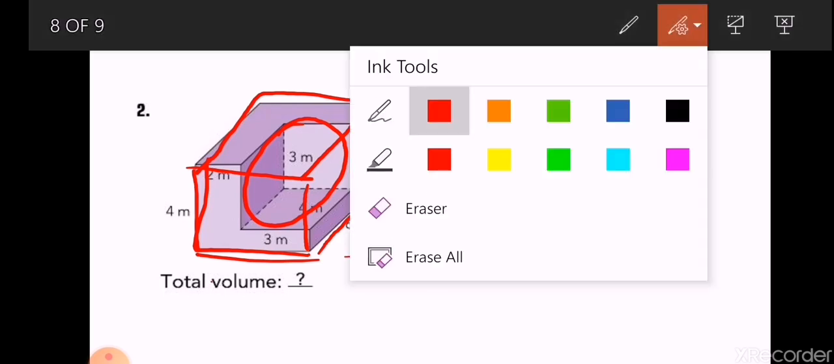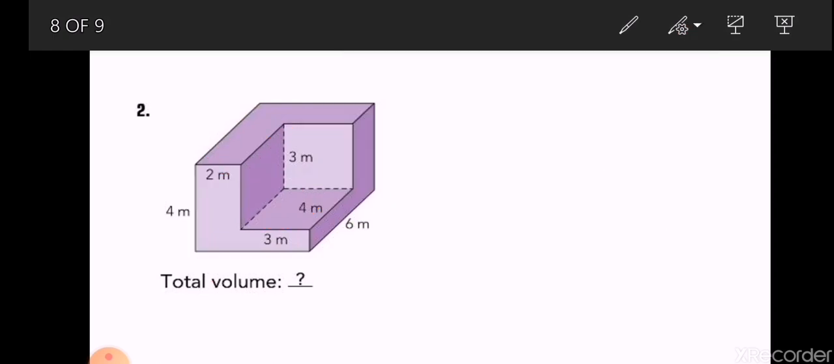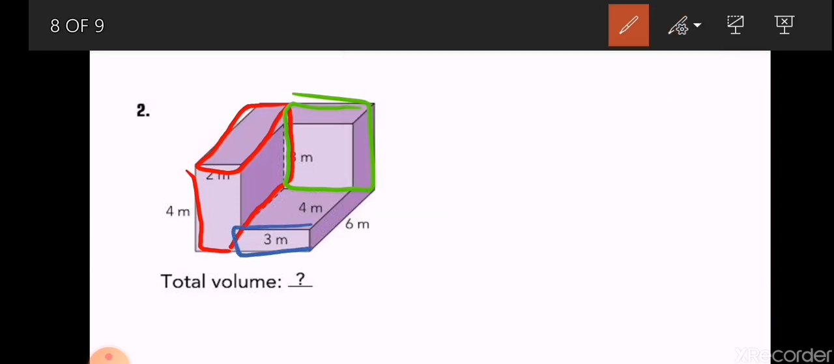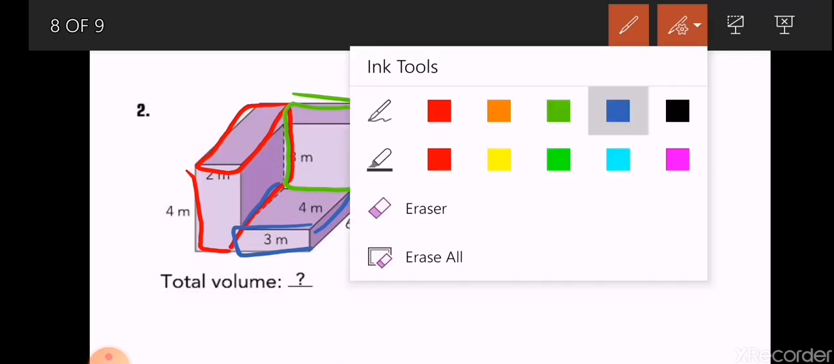The second way is what? The second way is to get the volume of this part, then add to it the volume of this part, then add to it the volume of this part. There are three figures now. Each one separately you can get the volume of it, then add them. Let's do it this way. So volume 1. How can I find volume 1?